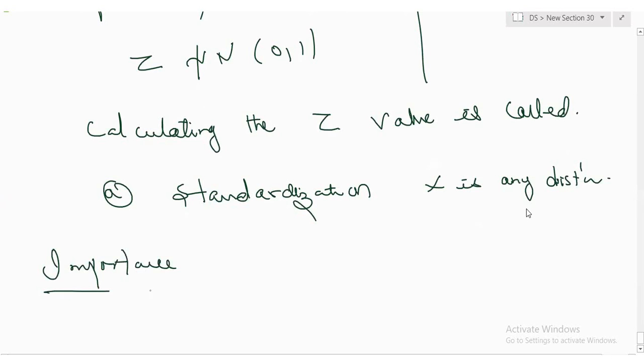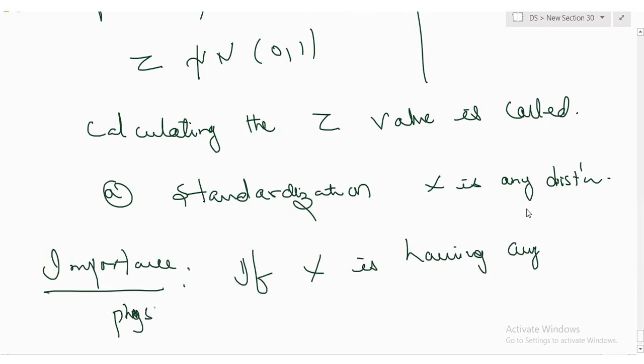What is the importance of this? If X is having any physical units, X is any physical quantity, but for your consumption I am writing it like this. Physical units means what? X can be centimeters, X can be meters, X can be kgs, it doesn't matter. Z is unitless. If X is having any physical units, Z is unitless.